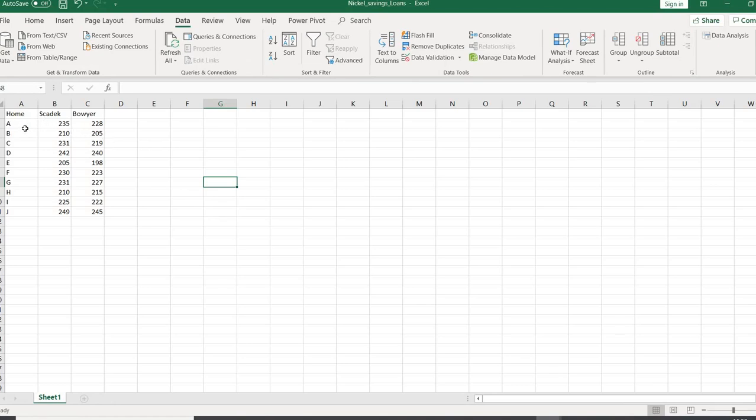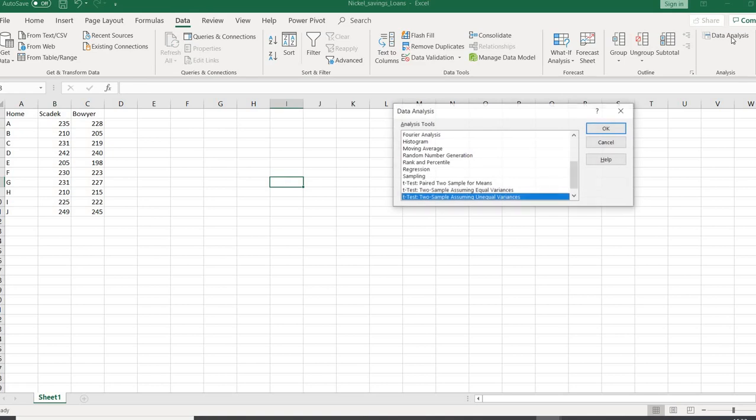You can see the homes A, B, C, which is 1, 2, 3, 4. Okay, the same things. And here you have the Shadek and the Boyer homes. So now to get that test, the t-test, you go to Data and you click on Data Analysis.